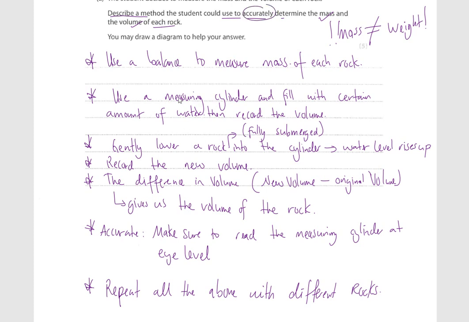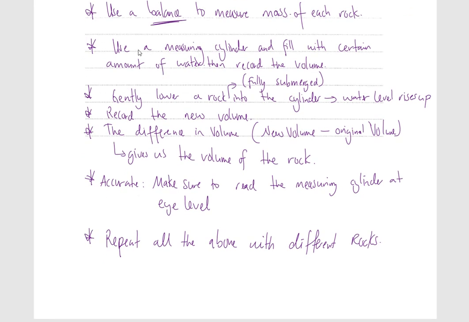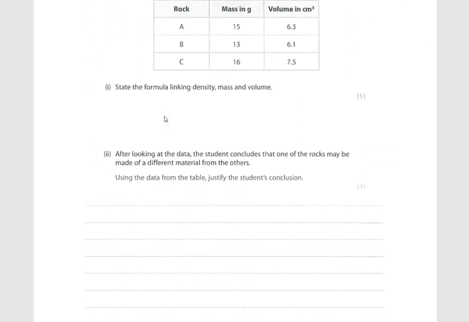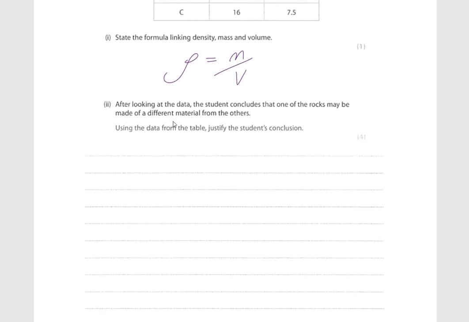So we use a balance to measure the mass of each rock. Use a measuring cylinder, and so on and so forth. Check again. Make sure you do understand what's going on. Anything else, let me know. Now, what's the equation? Density, rho, is equal to mass divided by volume. This is easy. Now look at the results.